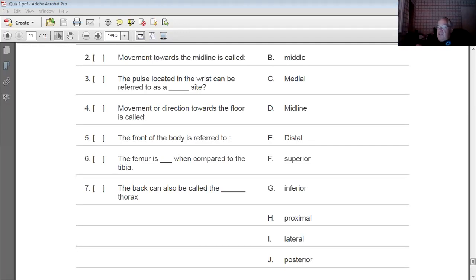And the other thing is when they're saying when compared to the tibia. Usually when they talk about comparison, it's proximal and distal. I don't know if I answered it well, but that's kind of why. But I'm pretty impressed, because that's really thinking. I didn't even think of that.